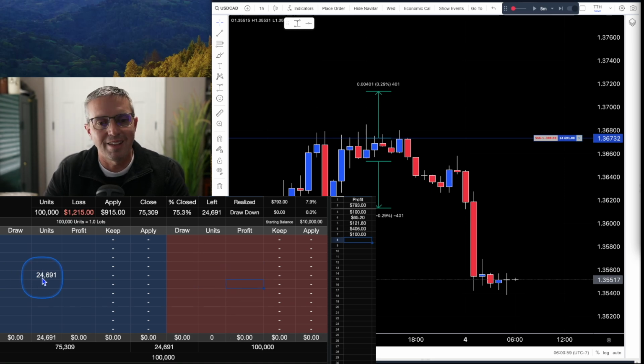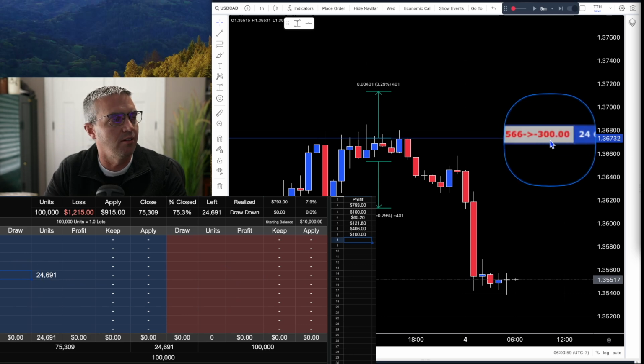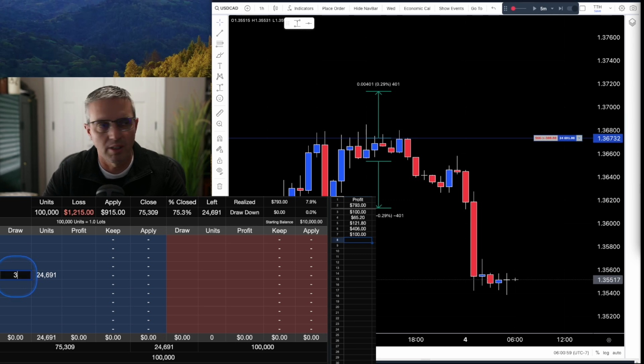On the 24,691 units, we have a current drawdown of 300 bucks. So we got to put 300 right there. That's our current drawdown. We're up $793 of realized gain, and now we have a drawdown of $300.